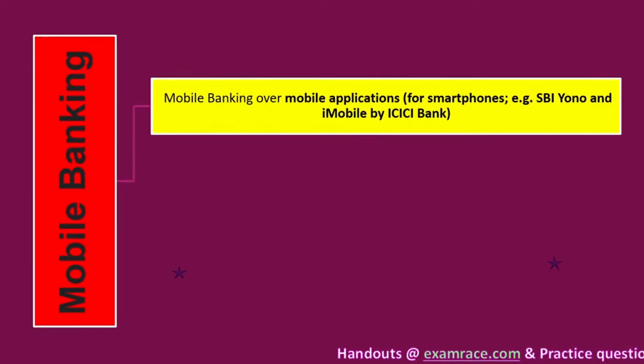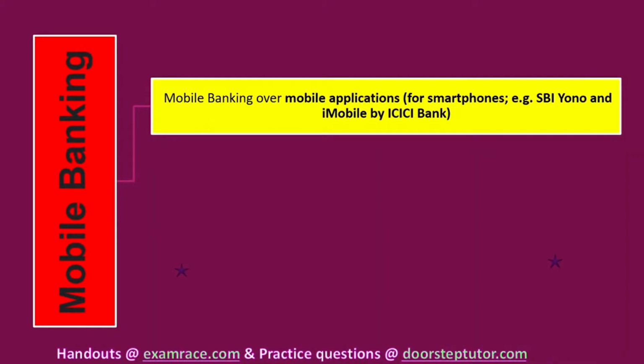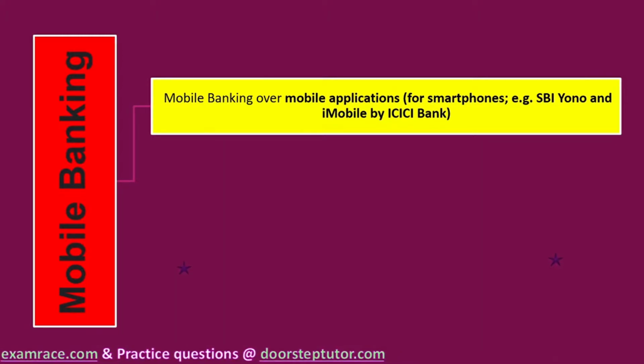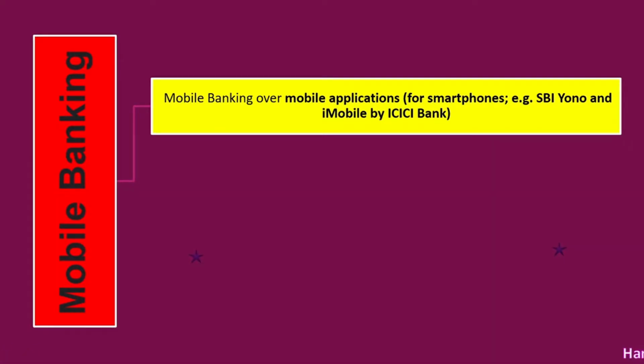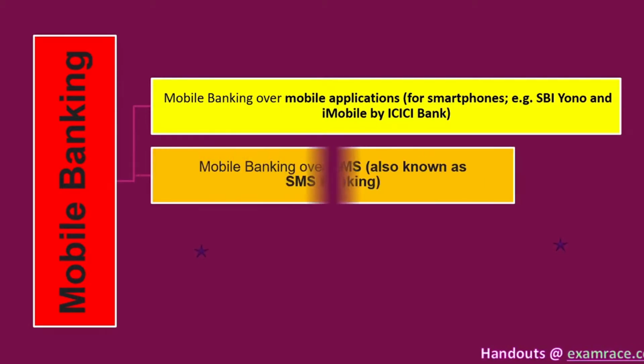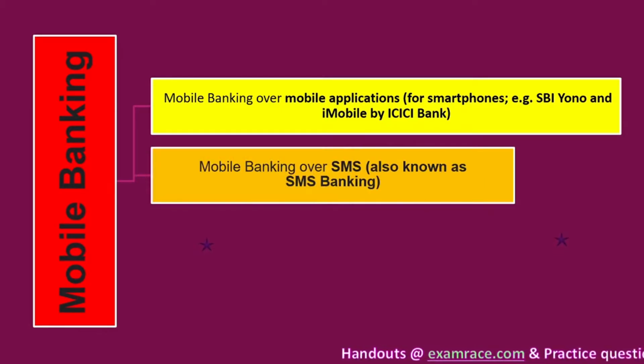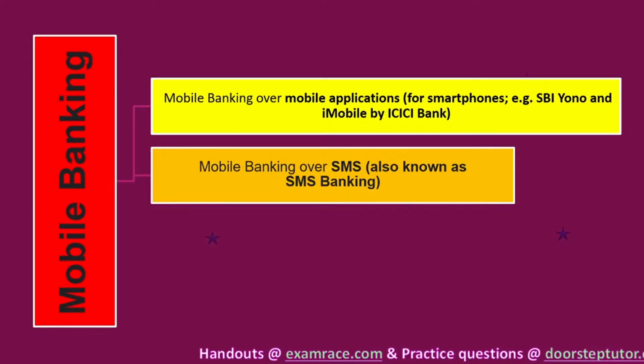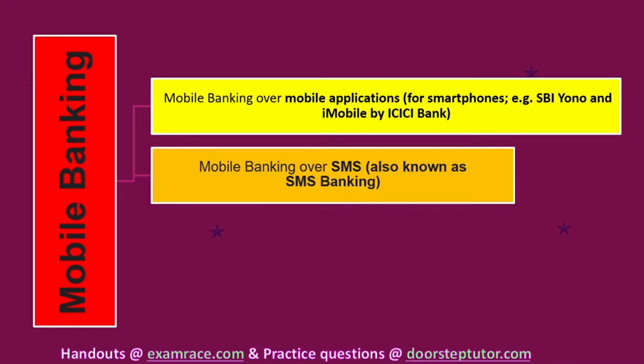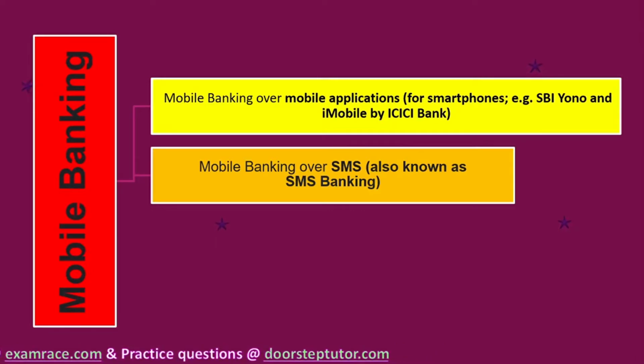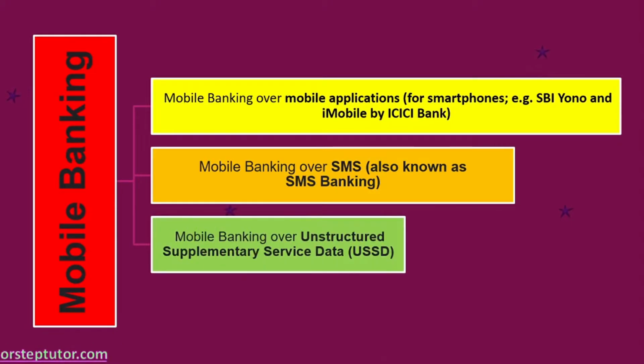Now, mobile banking is classified into three. Very first we have mobile banking over mobile applications. That is, using mobile apps you can avail the mobile banking services. Examples of apps are SBI YONO and iMobile, provided by SBI and ICICI Bank respectively. Next is mobile banking over SMS. That is, we get SMS or instant messages as soon as you conduct any withdrawal or any transaction through the bank. And mobile banking over USSD, that is unstructured supplementary service data.